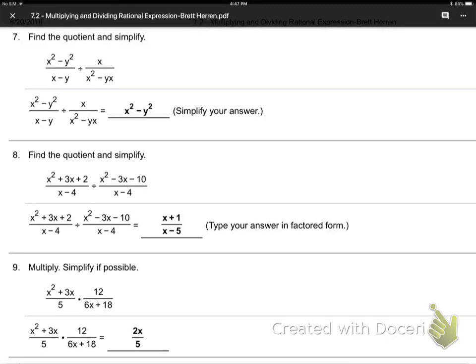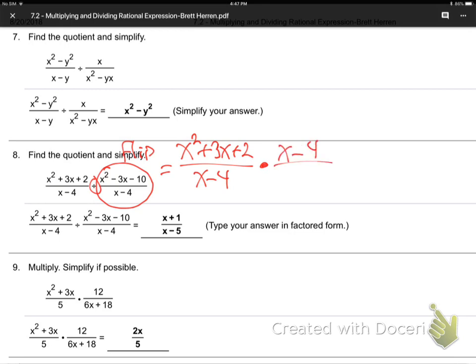Little fresh screen here. So again, divide. So we're going to flip the one on the right and change to times. So we get x squared plus 3x plus 2 over x minus 4 times, and then flip the one on the right, x minus 4 over x squared minus 3x minus 10. Now, got to factor. These will just cancel right away. That's nice.